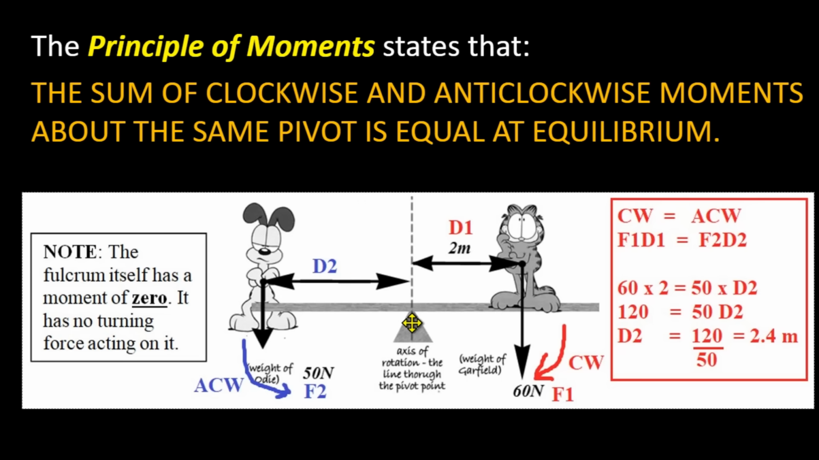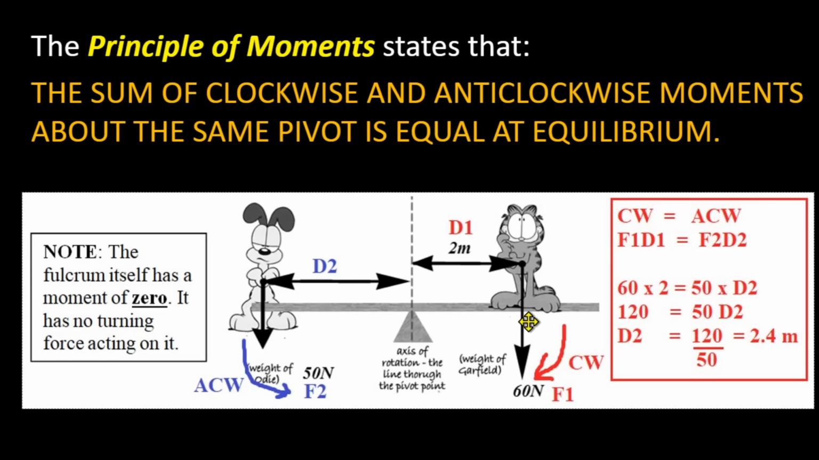On this particular diagram, we can see Odie the dog and Garfield the cat. Odie is sitting on the left, and thus he is creating an anti-clockwise moment about the pivot here. Garfield is creating a clockwise moment here. For them to balance, both of these have to be equal.